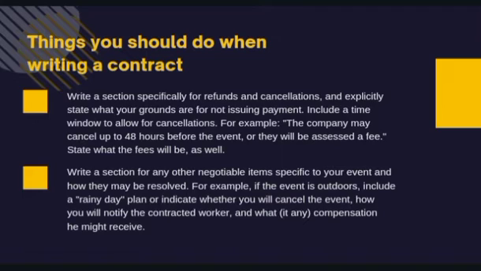Then, write a section for any other negotiable items specific to your event and how they may be resolved. For example, if the event is outdoors, include a rainy day plan or indicate whether you will cancel the event, how you will notify the contracted worker, and what compensation he might receive, if any.